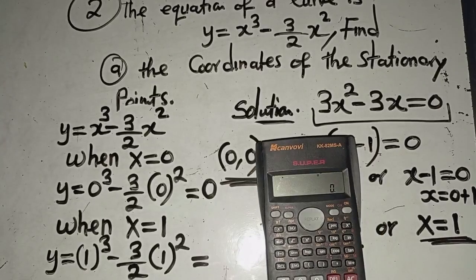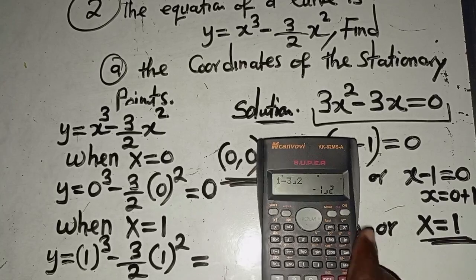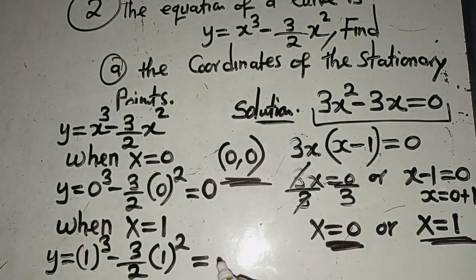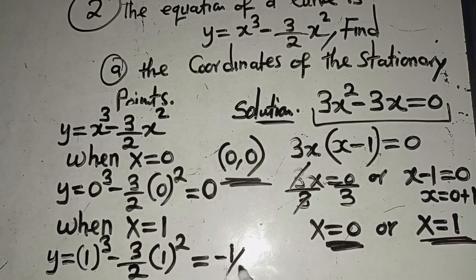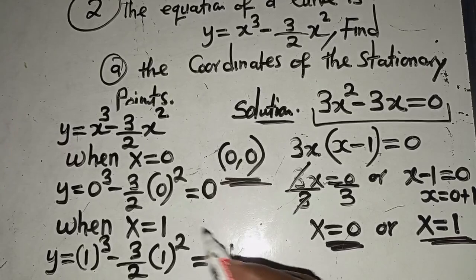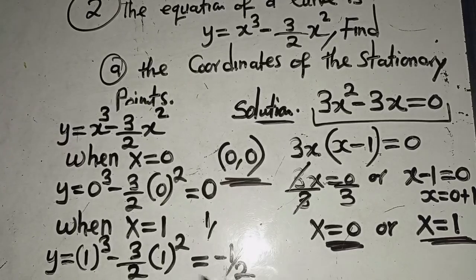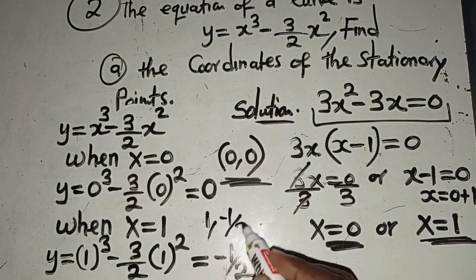1 squared, I know that it is 1. Minus 1 squared, which is 1, multiplied by 3 over 2. So 1 minus 3 over 2. What is the answer? I'm getting negative 1 over 2. So negative 1 over 2 is the answer. This is y. So what is the coordinate? The second coordinate: x is 1, y is negative 1 over 2.